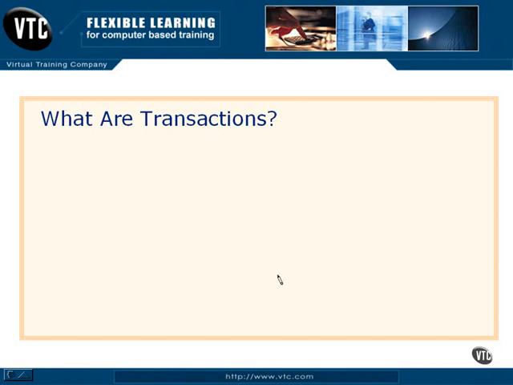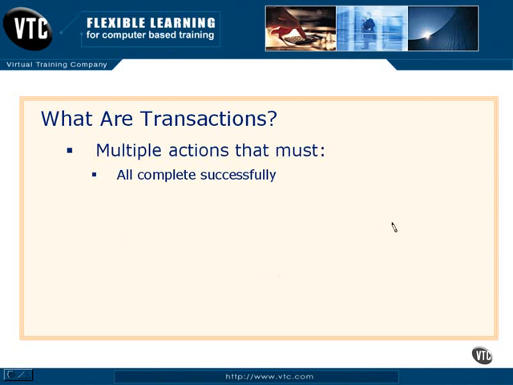So first off, simple definition, a transaction simply comes down to any set of multiple actions that must either all complete successfully or all fail. In other words, let's say we've got 3 different actions that are taking place. We want all 3 actions to be successful and to go into the database, or if 2 of them are successful and 1's not successful, we don't want any of these actions to go into the database. It's all or nothing.